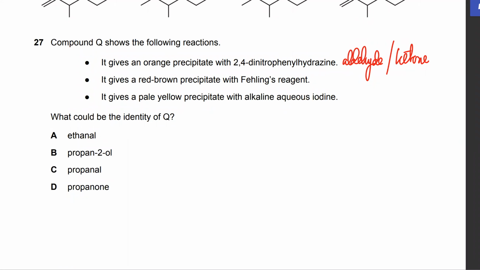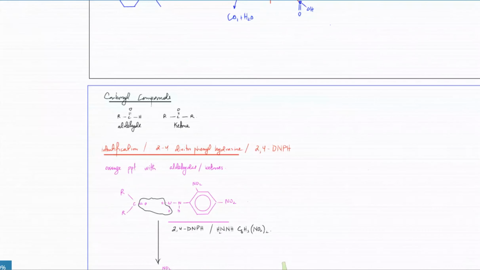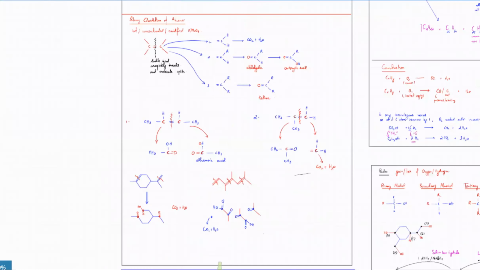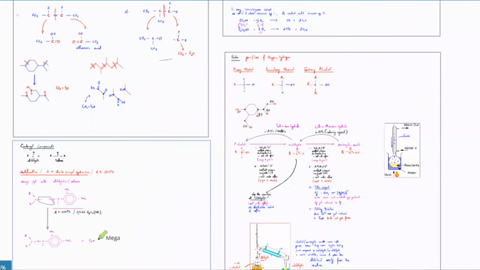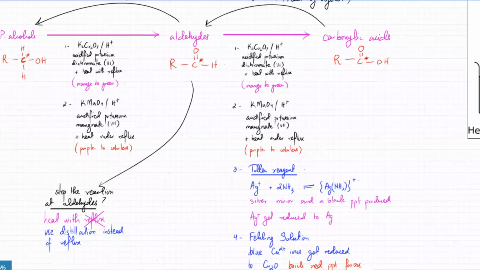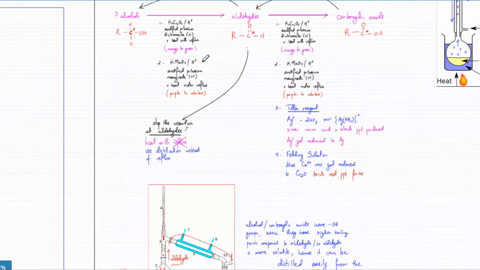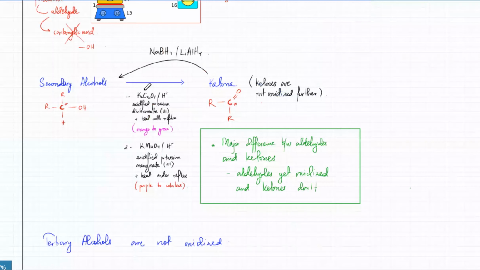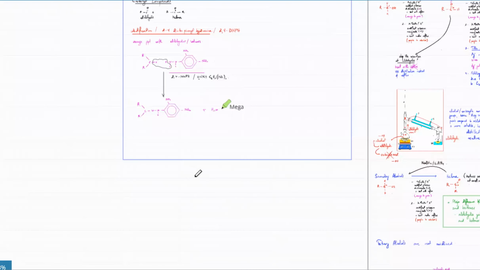So where did you learn about Fehling's reagent? Fehling's reagent was in oxidation of alcohols. So Fehling's reagent was over here. Remember, aldehydes do get oxidized with Tollens' and with Fehling's. With Fehling's, a brick red precipitate is formed. So aldehydes do get oxidized, but ketones don't. Like ketones, if you heat them with K2Cr2O7, they're still stuck at ketones. There's no further oxidation.